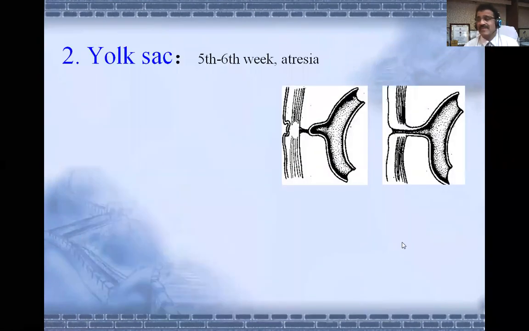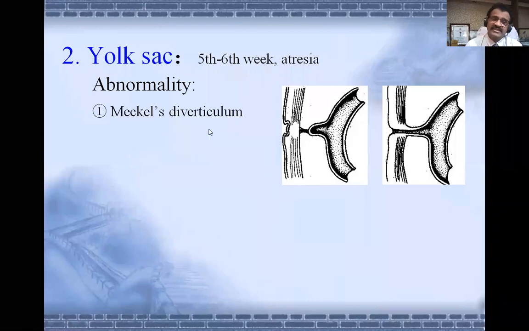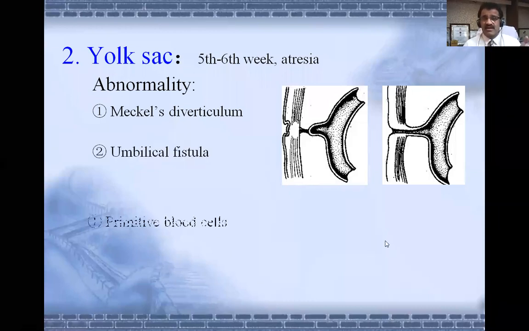Now next membrane is the yolk sac, which comes in the 5th to 6th week. Atresia, and these are the abnormalities you get in after-birth life, like Meckel's diverticulum, umbilical fistula. These are the abnormalities. Okay, primary blood vessels and primary germ cells you can see form.